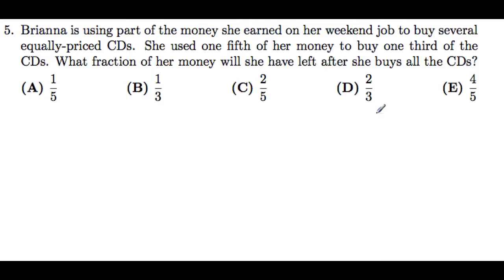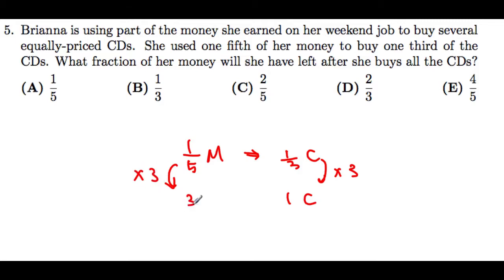Number 5. Brianna is using part of the money she earned on her weekend job to buy several equally priced CDs. She used 1/5 of her money to buy 1/3 of a CD. What fraction of her money will she have left after she buys all the CDs? So by ratio, instead of buying 1/3, we have to buy the entire CD. That means we have to multiply by 3. Then if you multiply by 3, she would have spent 3/5 of her money. That means how much is left? 2/5 is left.